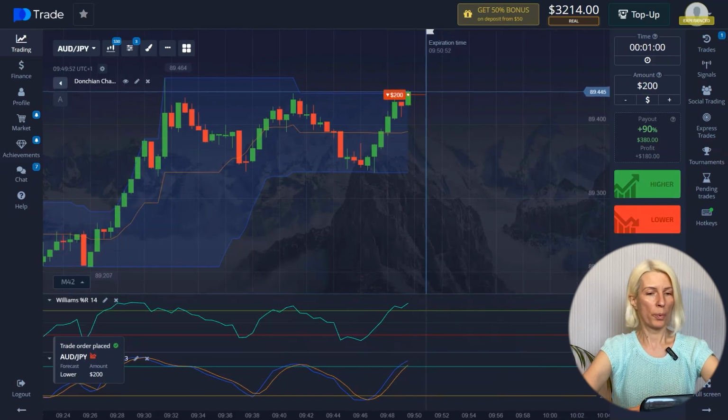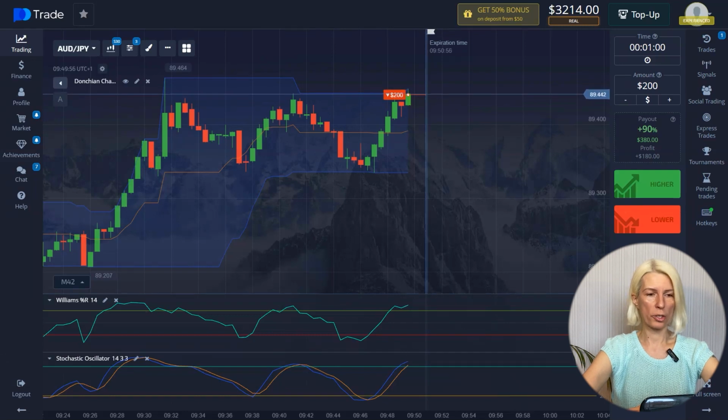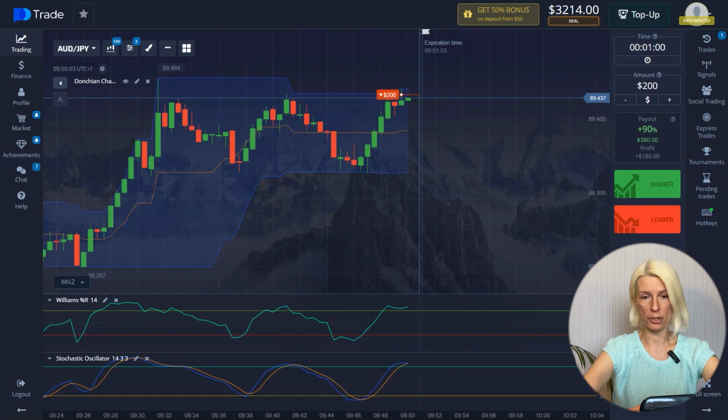for 1 minute with $200. The decision to open the trade was made taking into account the data of the Williams percent range indicator, the lines of which, with an active price increase, began to occupy a horizontal position, which is a signal for a reversal of the price.